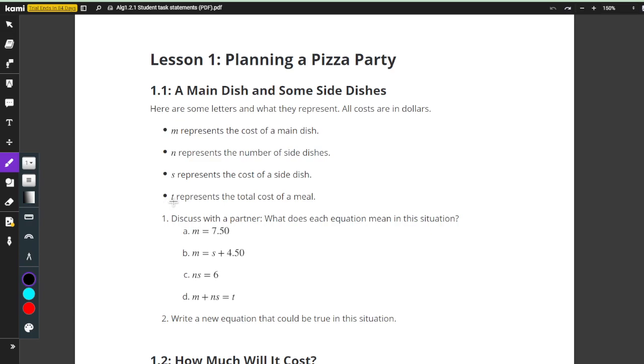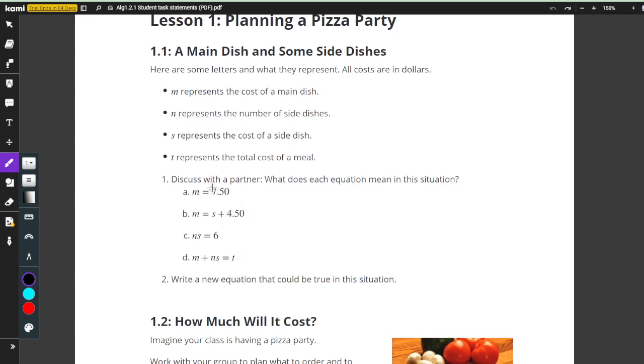Okay, and then T represents the total cost, basically how much everything costs total. How much the main dish costs, plus how many side dishes you order times how much each dish costs. So let's take a look at it. Okay. Discuss with a partner, what does each equation mean in this situation? So M equals 7.50. Well, let's take a look at M.